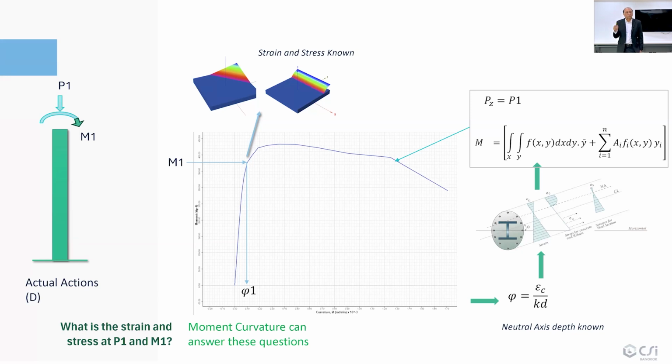So this is very different from strength, and this we can do for any level of moment and any level of axial load without multiplying by any factors for load and without dividing by any code capacity factors. So this is almost real versus real.